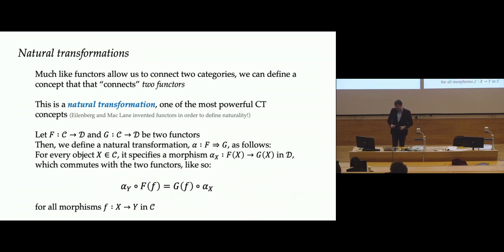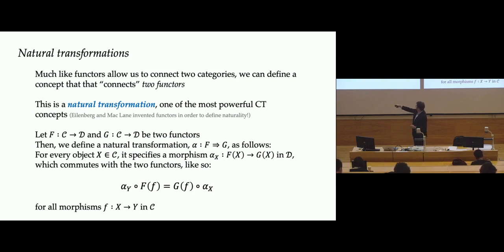Okay. Now, much like you can have functors as a concept that connects 2 categories, you can also define a concept that connects 2 functors to each other, and this is what's known as a natural transformation. It's one of the most powerful concepts in category theory, and in fact, Eilenberg and Mac Lane, in their original paper, invented functors in order to define natural transformations. So how does it work? Let's imagine I have 2 functors, F and G. They are both compatible, so they're mapping between the same 2 categories. And a natural transformation alpha connects the 2 functors, so it maps F to G, as follows.